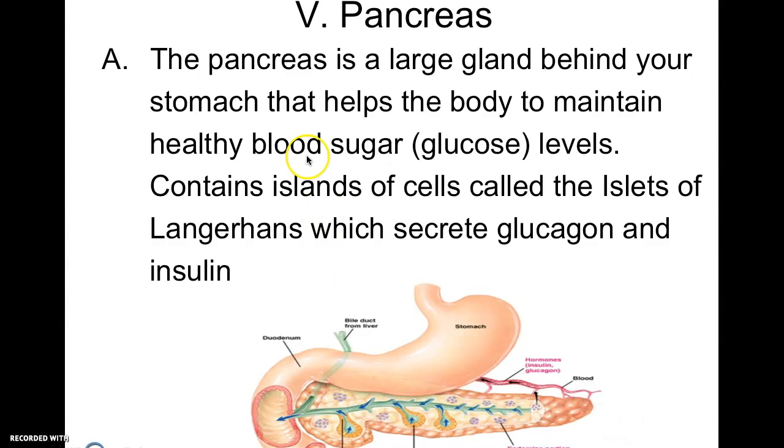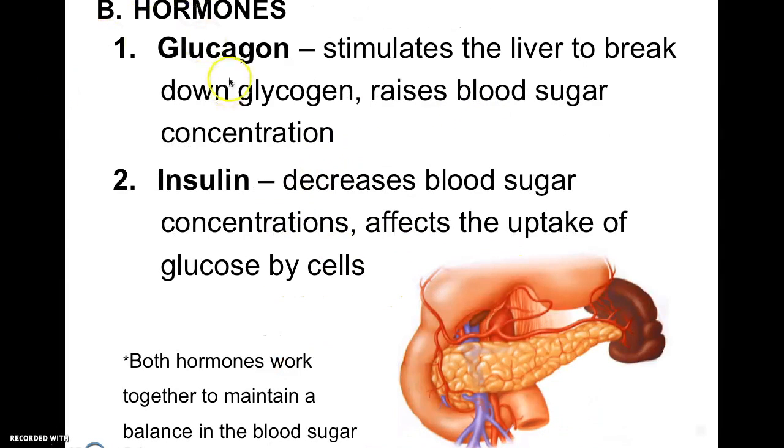Your pancreas is a large gland behind your stomach that helps the body maintain healthy blood sugar and glucose levels. You have glucagon versus insulin, so you need to know the difference between them. Glucagon stimulates the liver to break down glycogen and raises blood sugar concentration. Insulin decreases blood sugar levels and affects the uptake of glucose molecules.